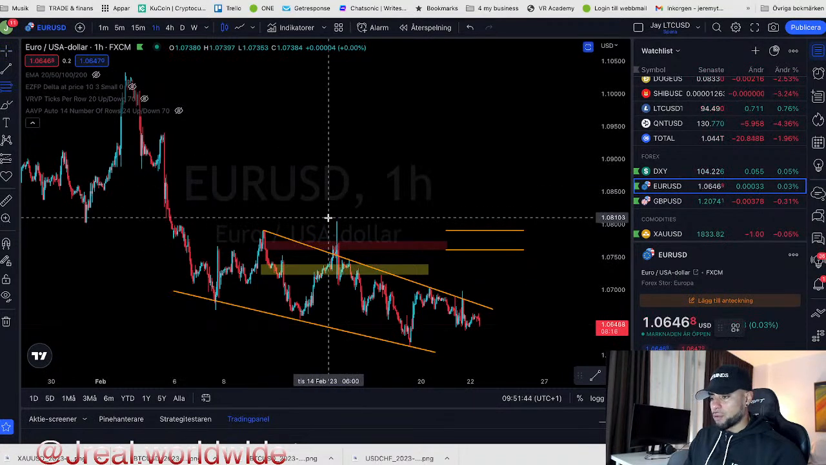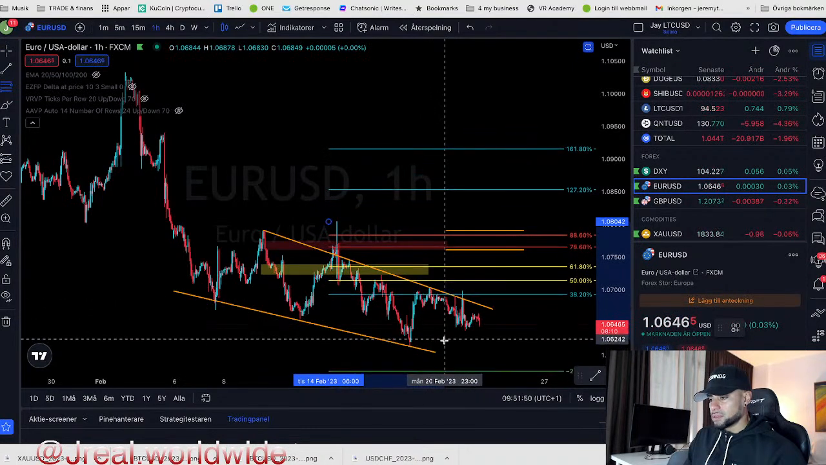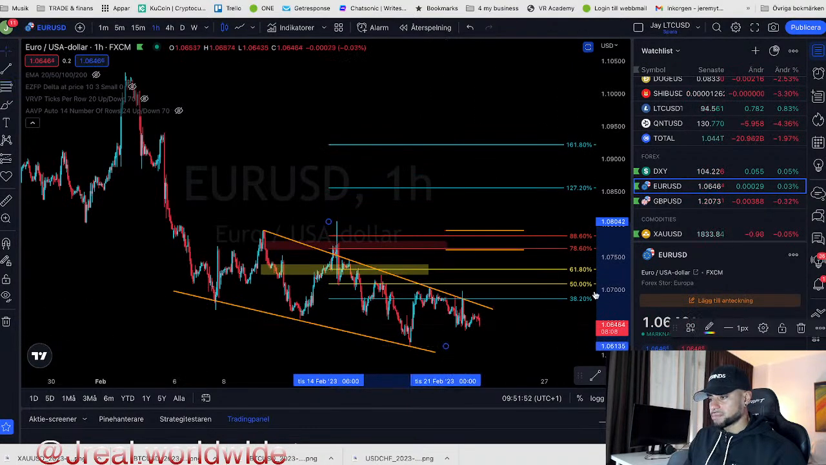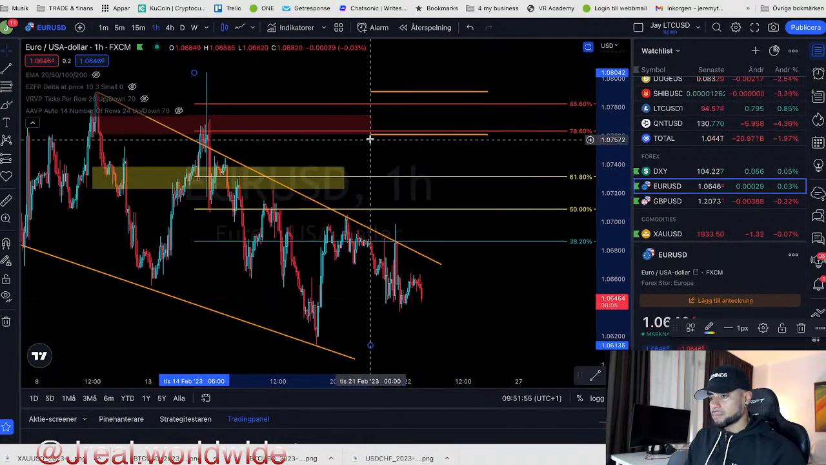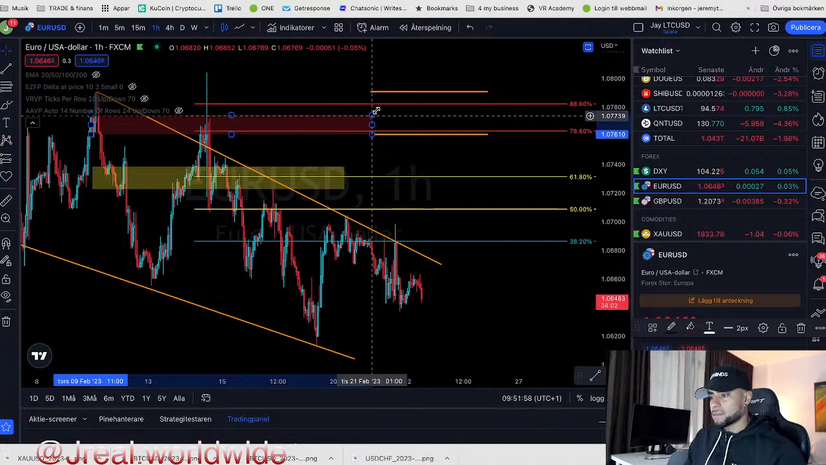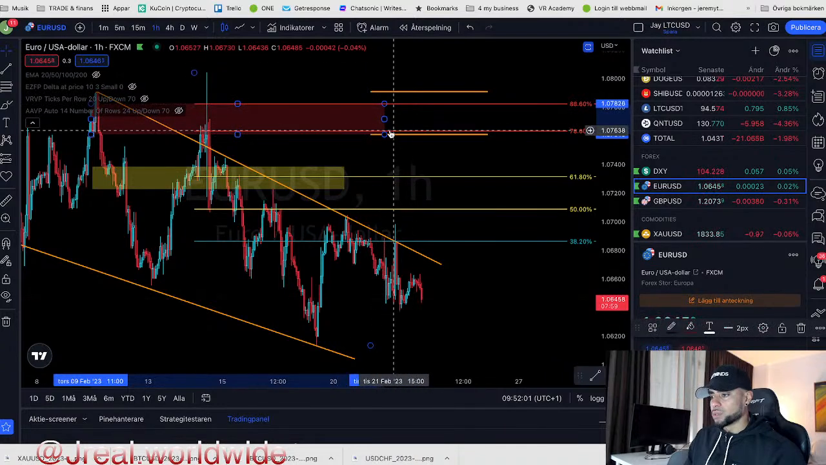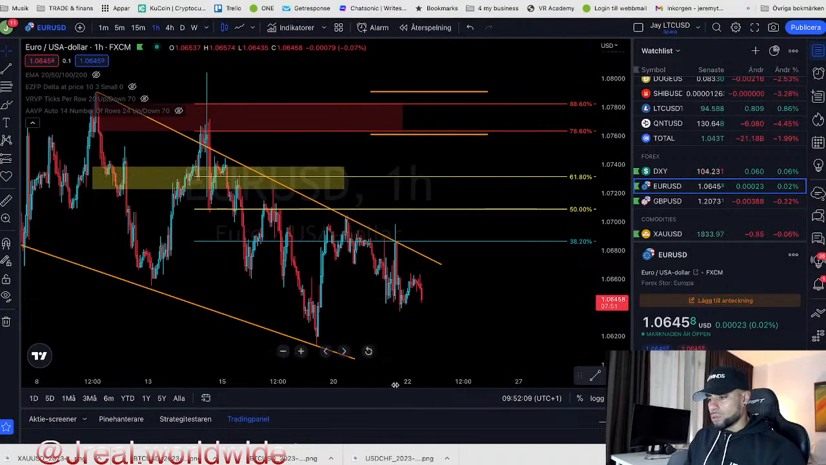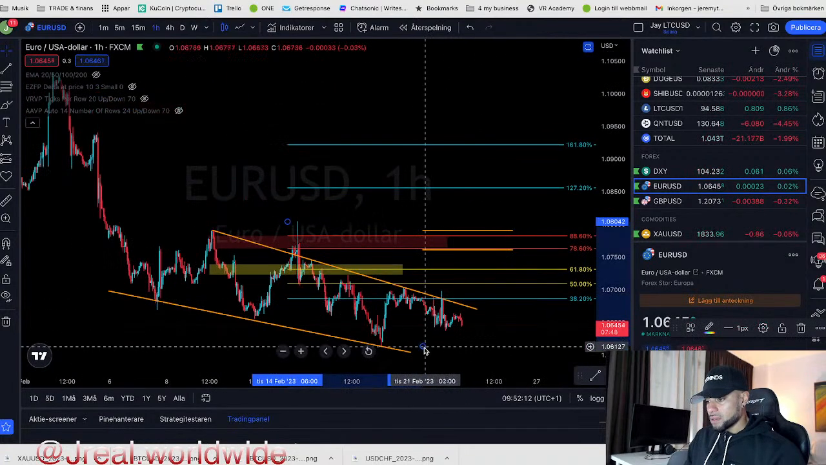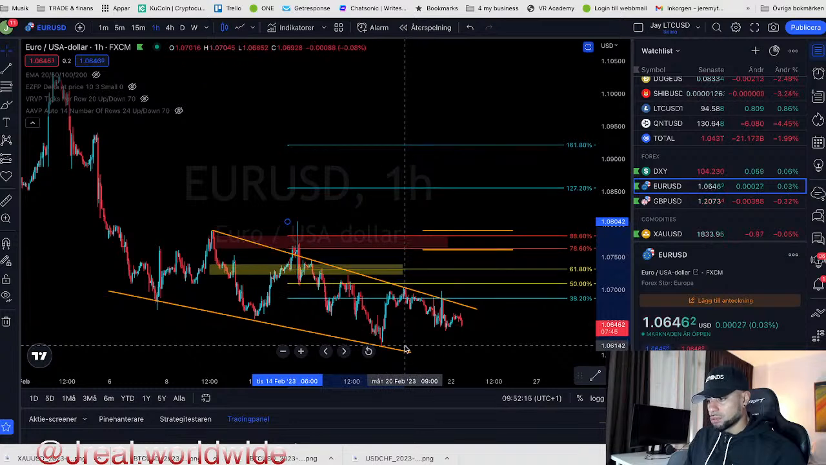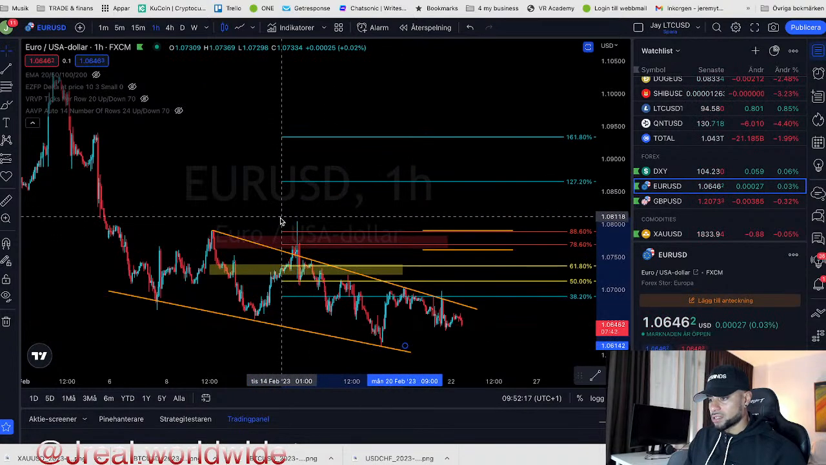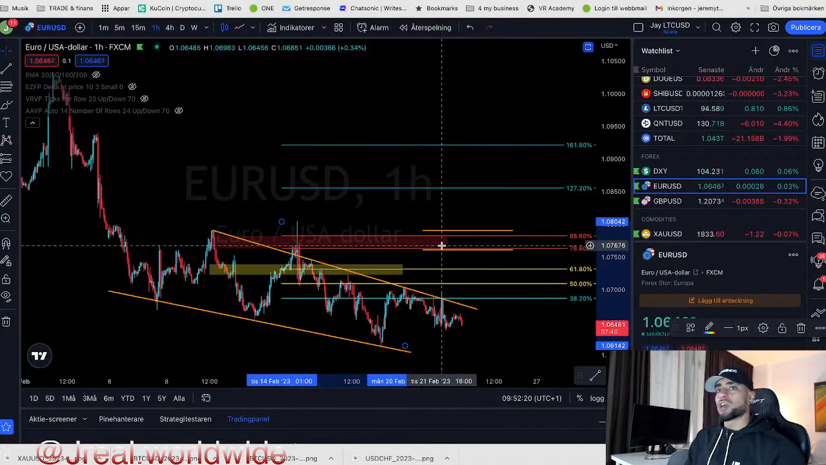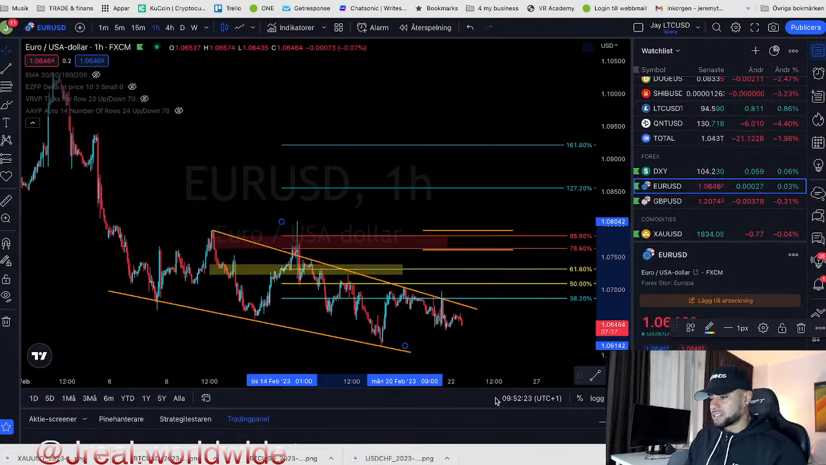So let's pull Fibonacci from this top to this bottom and see what that gives us. What does it give us? More co-influence. More co-influence, showing that this is a possible reversal zone for the market and a possible price target for a buy in this case.